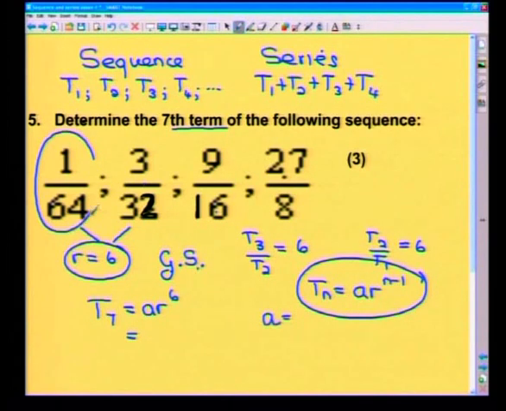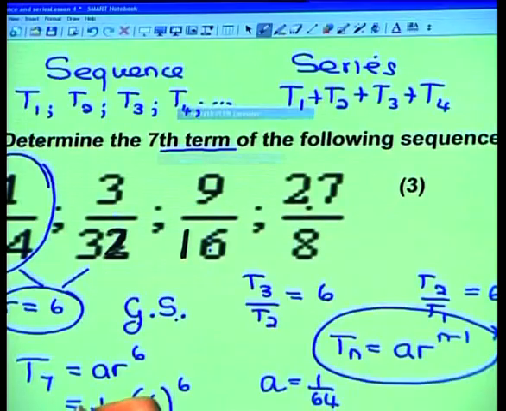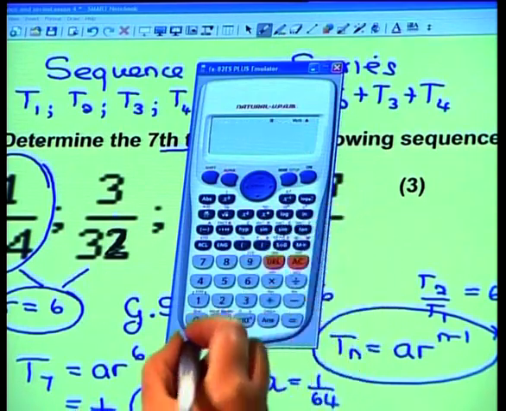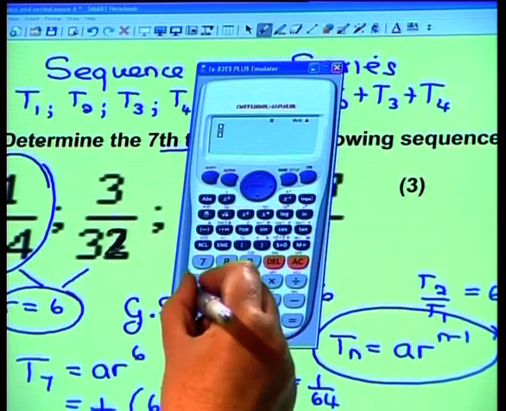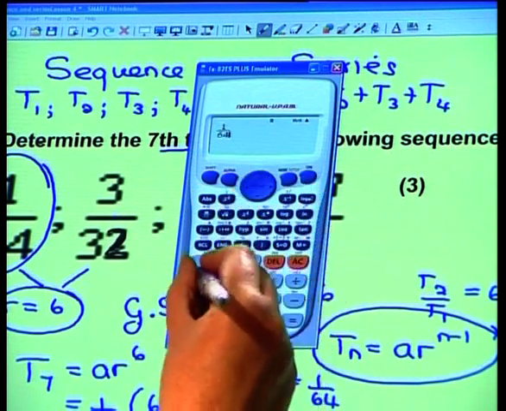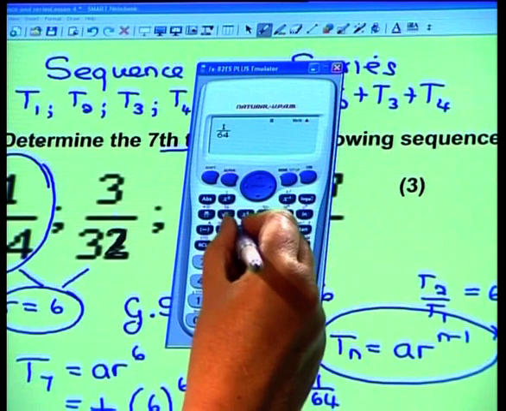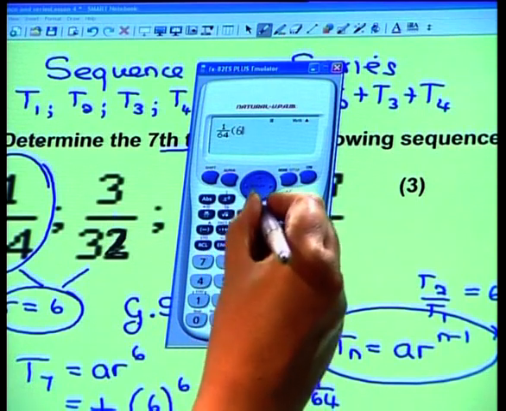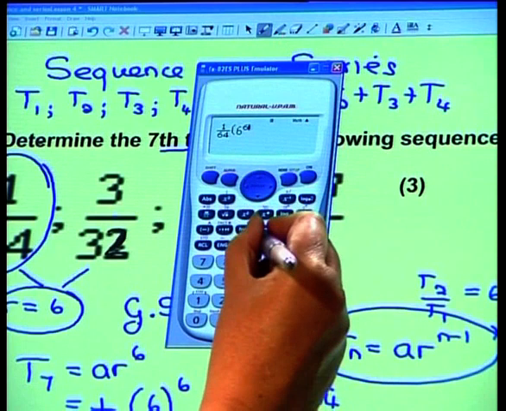The first term in this one is 1/64. R is calculated as 6, so we're going to say 1 over 64 times R, which is 6 to the 6. And as I say, thank heavens we have calculators. It's going to make our lives really quite easy. So we pull up our calculator. So what have we got? We've got fraction button 1 over 64 times by, and we could just use a bracket, 6 to the power 6.